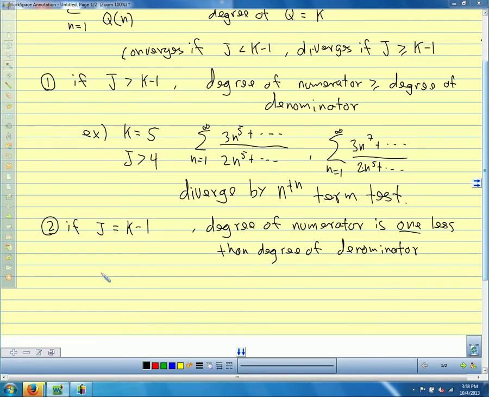So if we use an example, we'll use the same numbers here. k equals 5 and j equals 4. So we would have something like this: n equals 1 to infinity of, say, 3n to the fourth plus the rest of our terms over 2n to the fifth plus dot dot dot. So this would be an example of what our series in this form would look like.